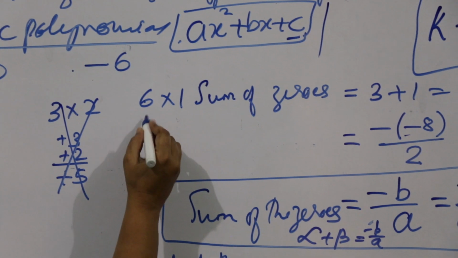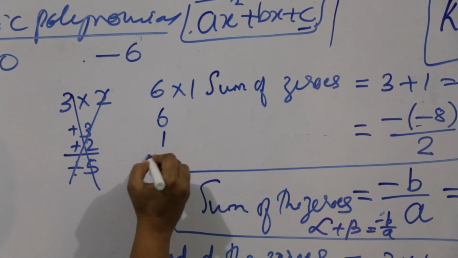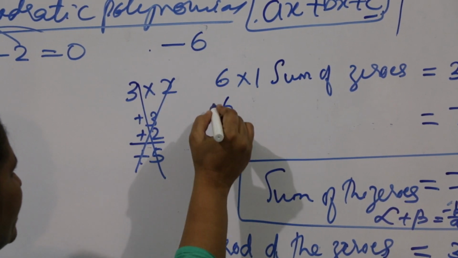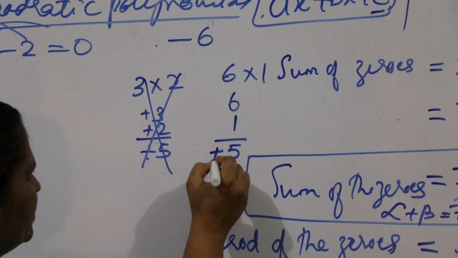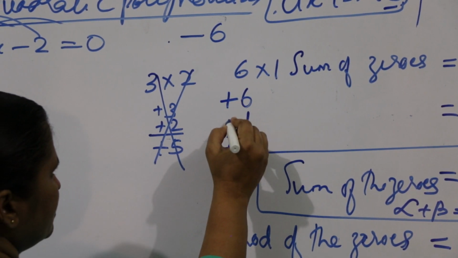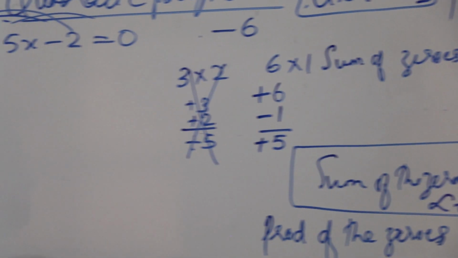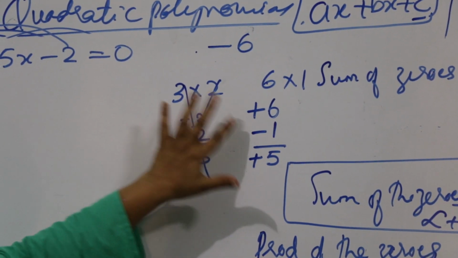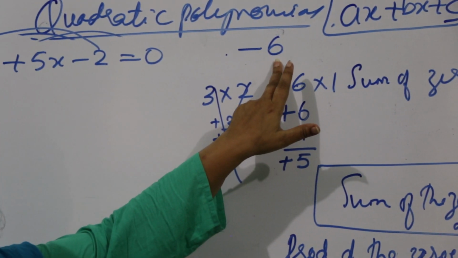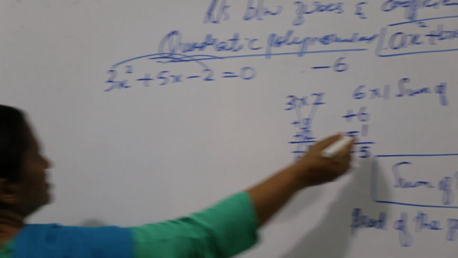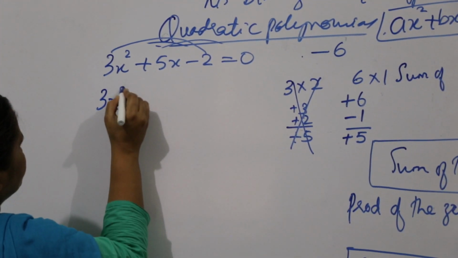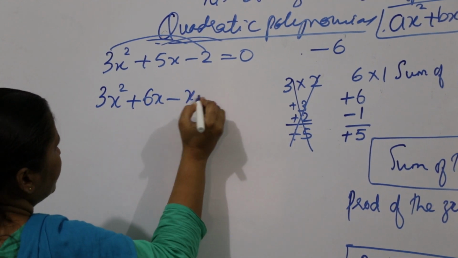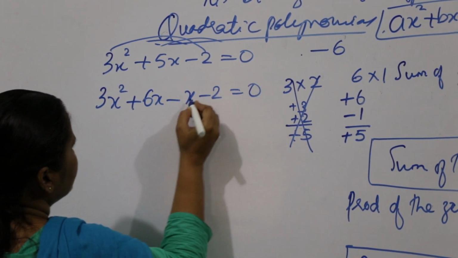Now let's see if we can do anything with this. 6 and 1 by subtraction gives us 5. Right? But we need minus 6. And we need plus 5 here. So let's take plus 6 minus 1, which gives us plus 5. When you multiply plus 6 and minus 1, we get minus 6. Right? So let's use this factor set. Plus 6x minus x minus 2 equals 0.